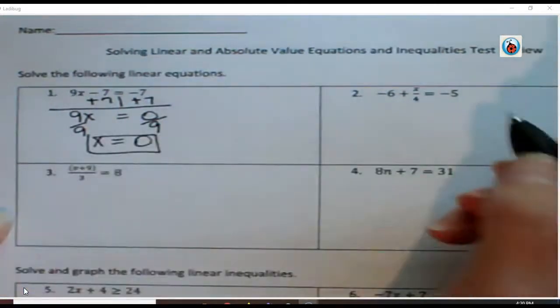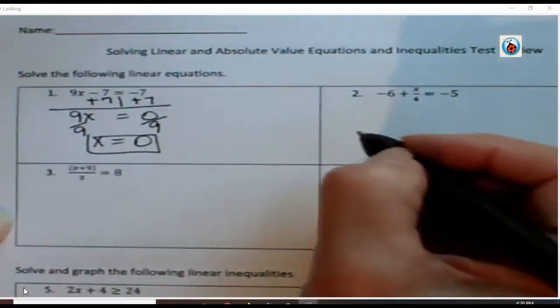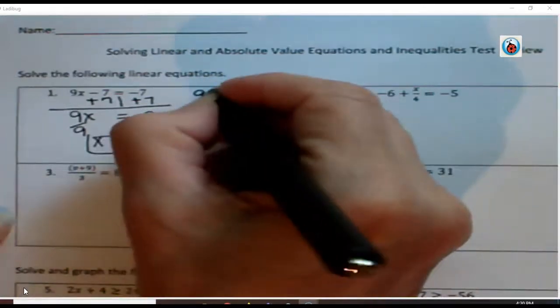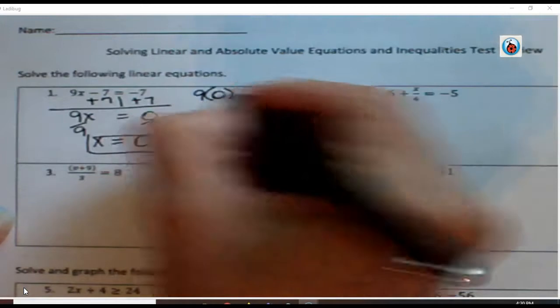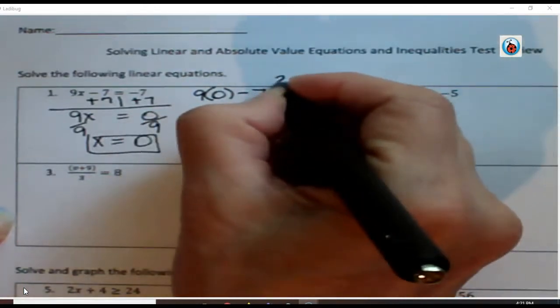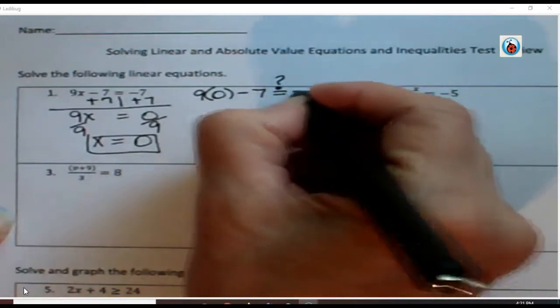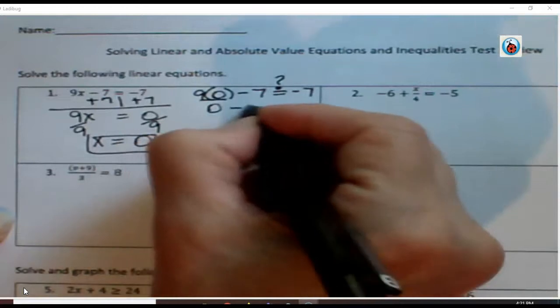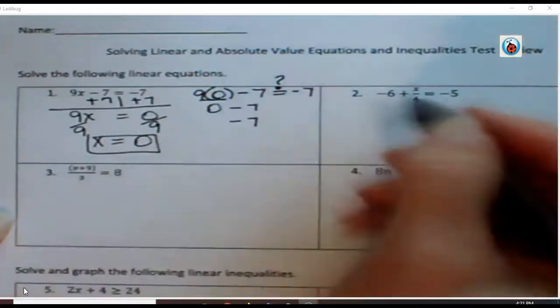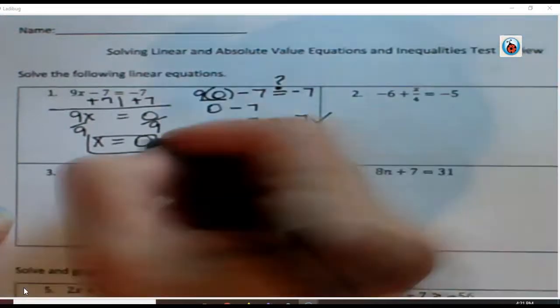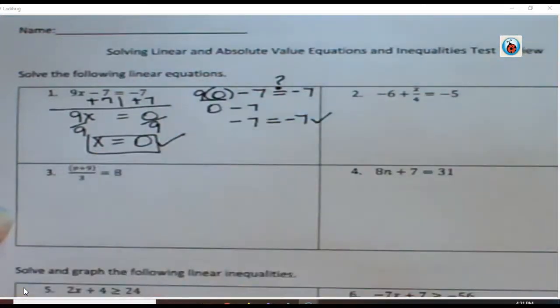Now, you can always fill in your answer back into the equation just to check it. So I could say 9, right here is my x, I'm going to put 0, minus 7. Does that equal a negative 7? Well, 9 times 0 is 0. Minus 7 is definitely equal to a negative 7. So negative 7 does equal negative 7. You've got the right answer. I suggest on the test that you always check your answers.